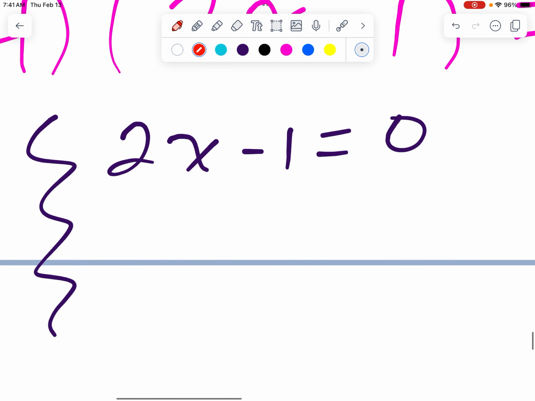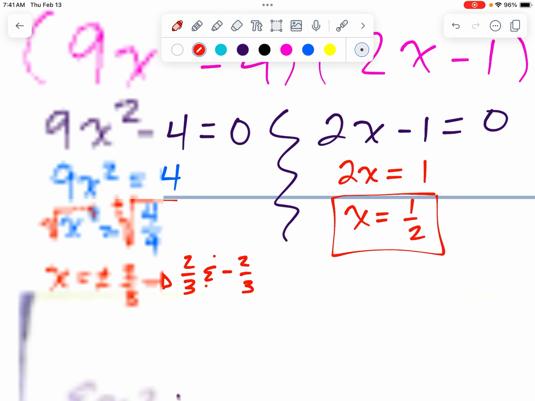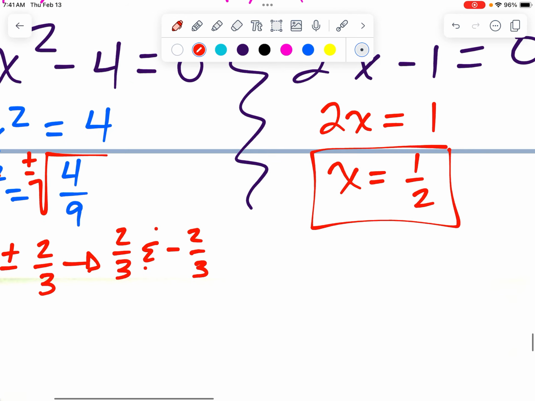And then let's solve this one here. We want to get x by itself. We're going to add 1 to the other side, and then divide by 2. And this one is only going to have one answer, which is just 1/2. So now we have 3 answers: 2/3, negative 2/3, and 1/2.